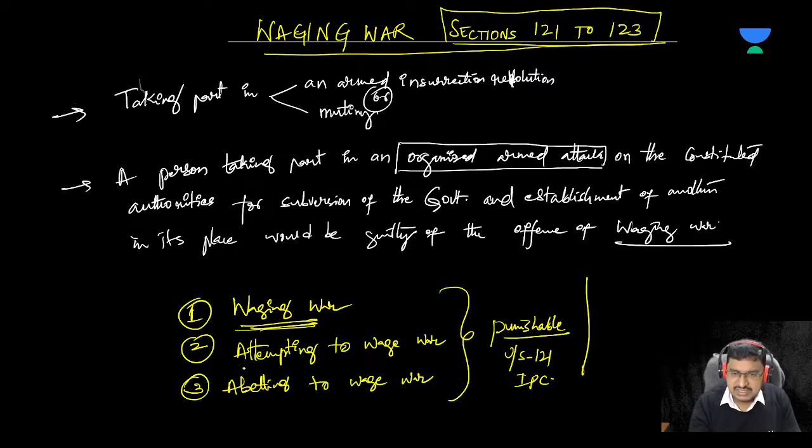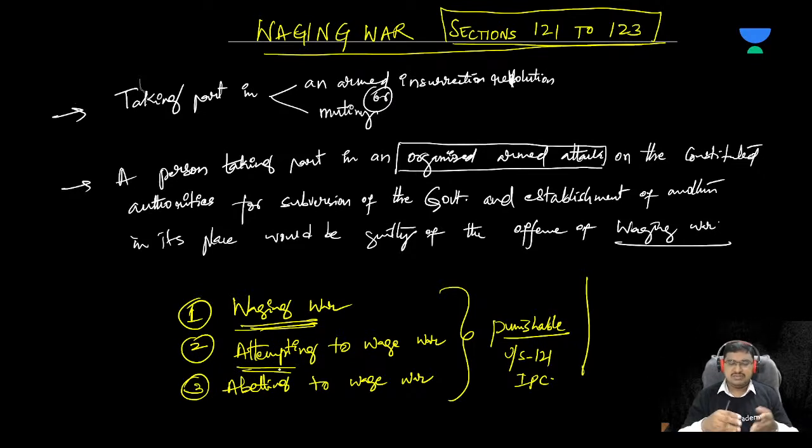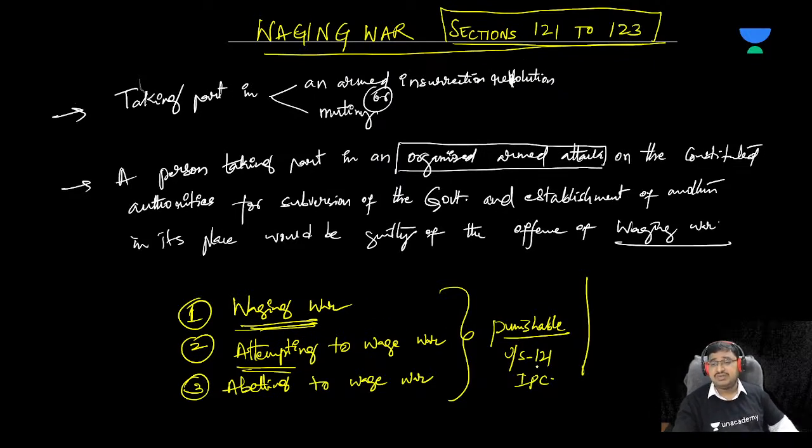Attempting to wage war is also an offence. Friends, there must be several stages in order to commit a crime. There must be some intention, guilty intention. Then there must be some preparation. Then there must be some attempt. Finally, there must be some accomplishment. Here there are intention, preparation, now attempt. The third stage to do a waging war against the government is also punishable under section 121 of IPC.